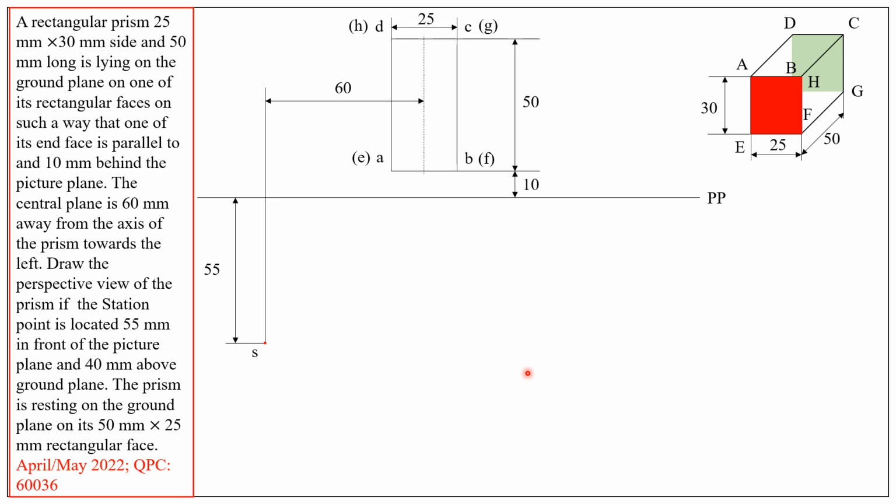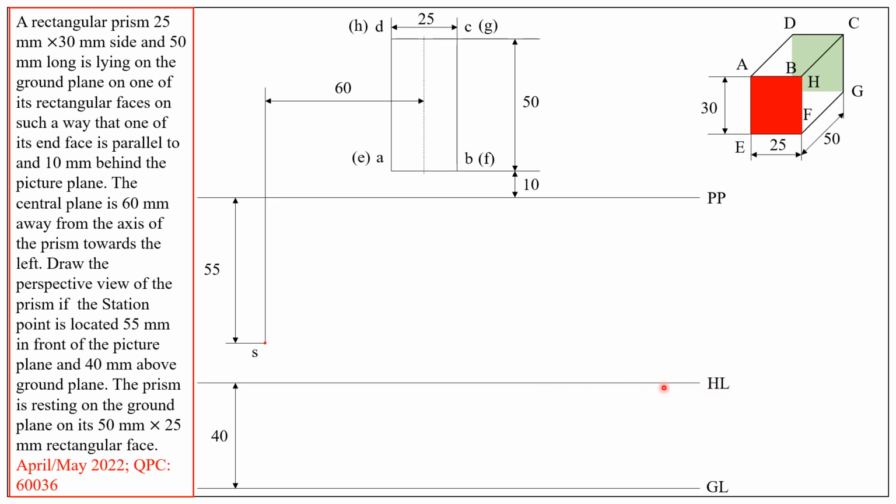The next step is to draw the ground line at any appropriate distance, and it is given that the station point is 40 mm above the ground plane. Therefore, at a distance of 40 millimeters from the ground line, draw a horizontal line called the horizon line.